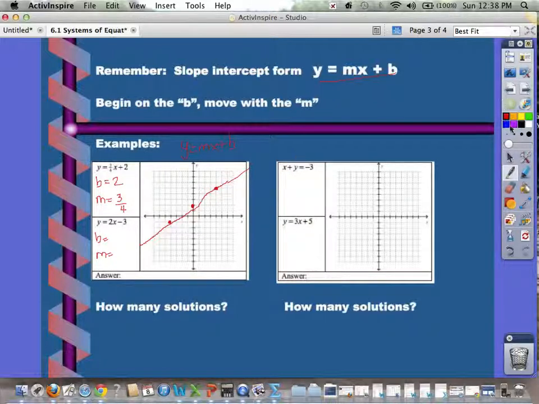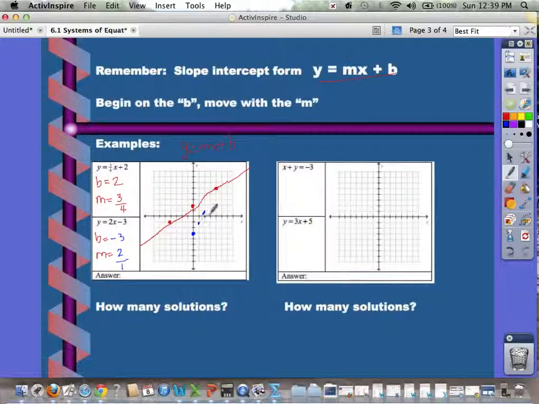All right, get a different color or a color pencil or whatever. Now this is 2x minus 3. All right, so I'm going to begin at negative 3, and my slope is 2, and we'll put that over 1. That means positive. All right, so I start at negative 3, which is down below, 1, 2, 3. And I'm going to go up 2 and over 1. Up 2 and right 1.